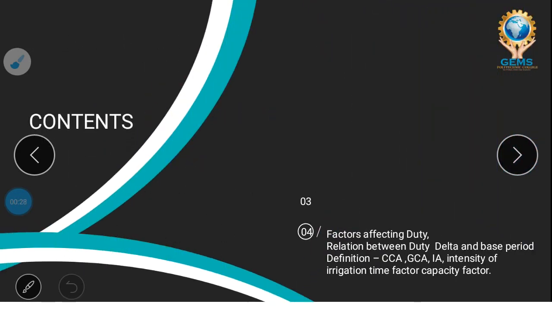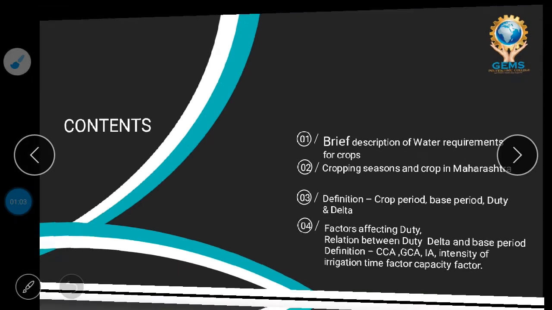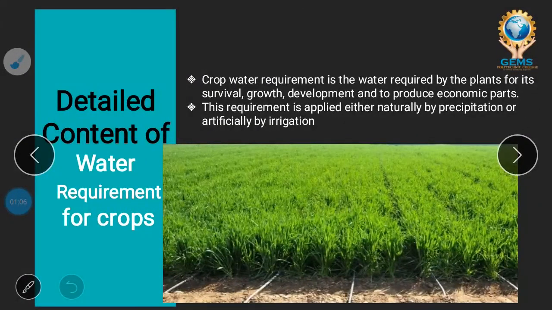So the contents of this topic are: number one is a brief description of water requirement for crops, cropping season and crops in Maharashtra and Bihar, definition of crop period, base period and duty and delta. Then we will be seeing factors affecting duty, relation between duty, delta and base period. Then we will be seeing definition of CCA, that is cultivable command area, then GCA, gross command area, IA, irrigable area, then the intensity of irrigation, time factor and capacity factor. So this topic we are going to see in this video class. So let's move into the detailed content of water requirement for crops.